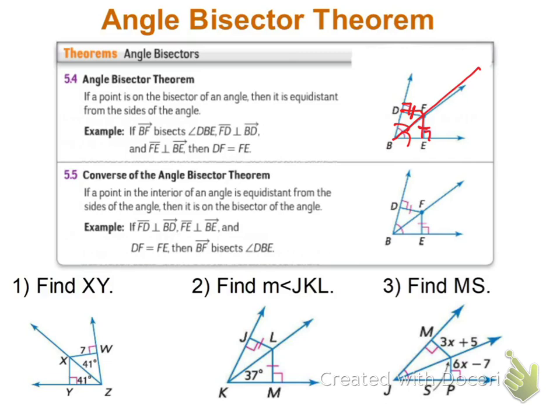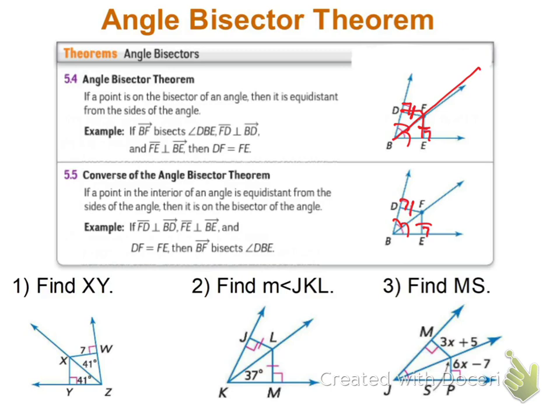So on the flip side of that, if I look at the converse, if I see that these sides or these little pieces are congruent, and those are right angles, and that those angles are congruent, I could then say that this is the bisector of that angle.